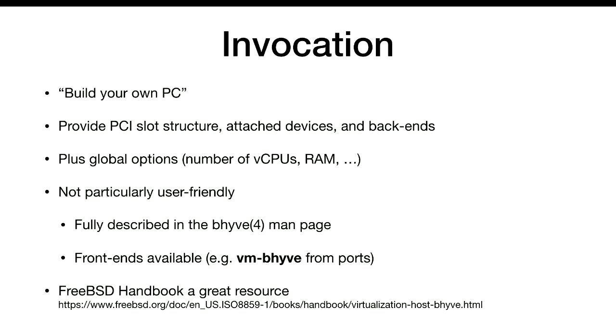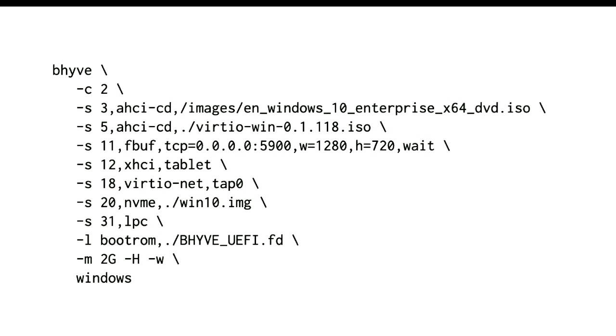Just as an example of what this may look like, here's an example for running Windows. I can go through those lines. The number of CPUs allocated here is 2; that's the -c. Then underneath that, the -s parameters are the PCI slot numbers that are having devices attached to them.